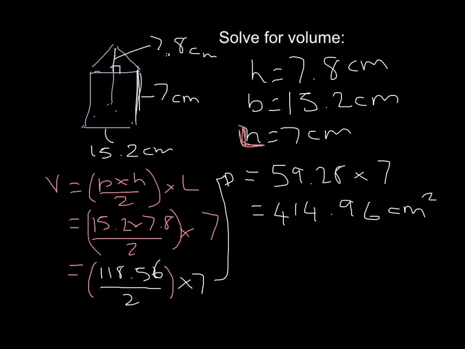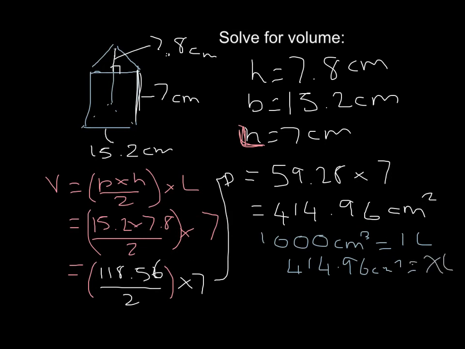And remember, we said that we do want to convert it to liters. We're trying to see how much it is, and we know that 1,000 centimeters cubed equals 1 liter, and we have 414.96 centimeters cubed equals an X amount of liters. And I know that I showed you in the last video about cross multiplying, so you go ahead and multiply those two, and when you multiply 1,000 by X, you end up with 1,000X.